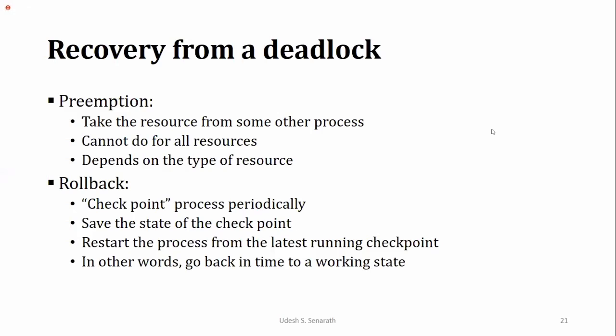Save the state at the checkpoint, right? Each time at a checkpoint, you check whether there is a deadlock or a potential probability of having a deadlock. If there is, you save the records of the deadlock, then restart the process from the latest running checkpoint. So if there is a deadlock, you kill the process and restart it at a reasonable time when we can avoid the deadlock or recover from it.